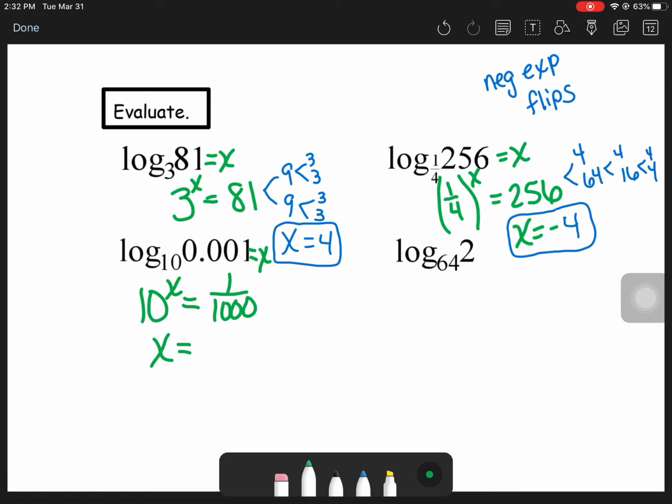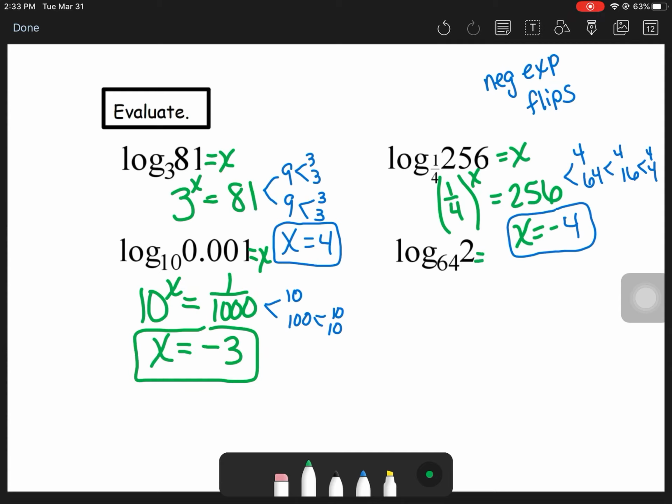Again, because we want the 10 to flip upside down to become the denominator, we will make our exponent negative. We'll make a factor tree for 1,000, breaking it into tens. And we can see that there's 3 tens in 1,000. So that means our exponent is going to be -3.